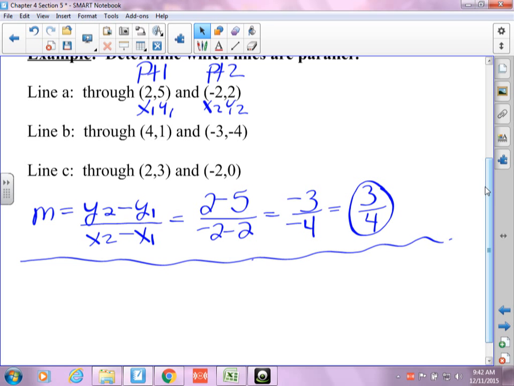Now notice that I had -3 over -4, and then remember, notice how I reduced it. You see it as 3/4. Should I write it as 0.75? Why not? Why shouldn't I do that? Correct. It's slope. I don't want a decimal. Very nice. Okay, make sure that you reduce it though to 3/4. Okay, let's go on to the next one.